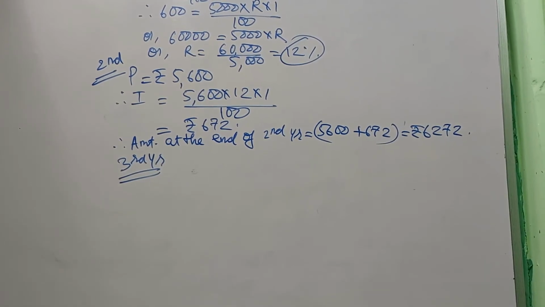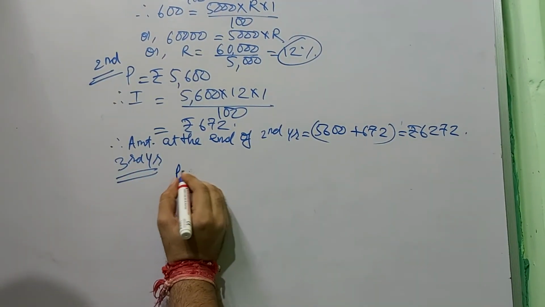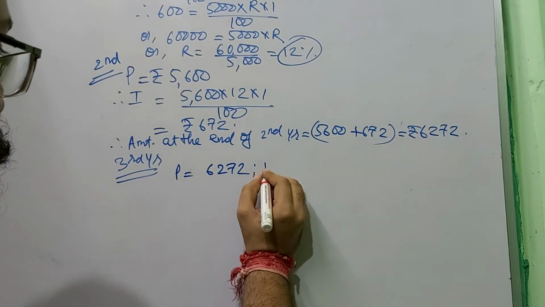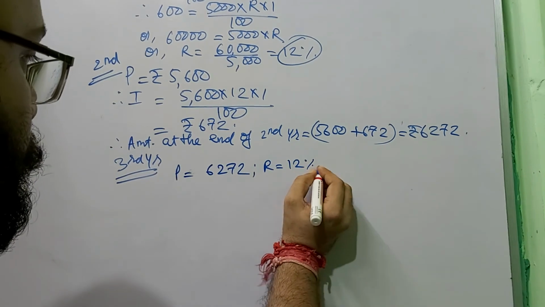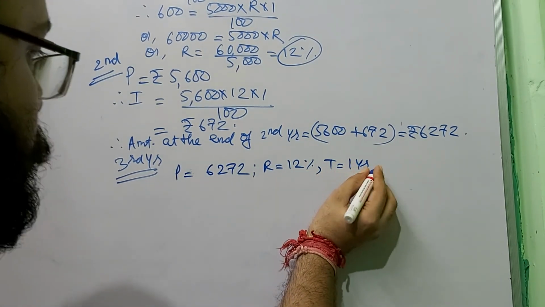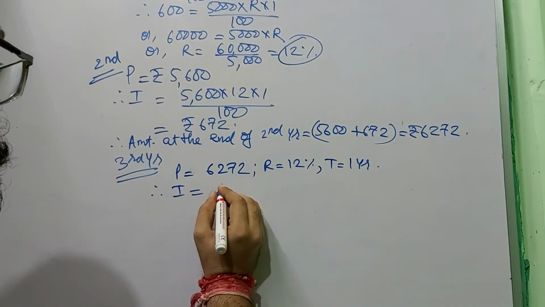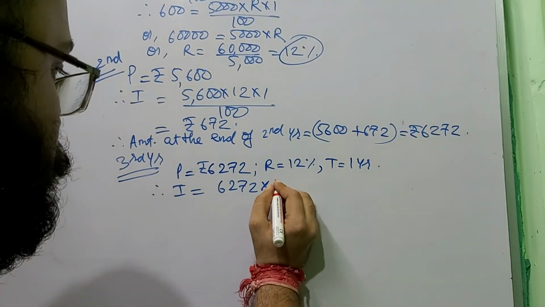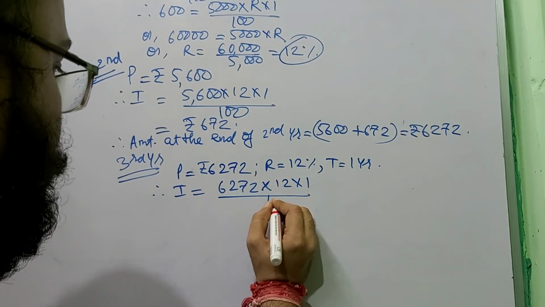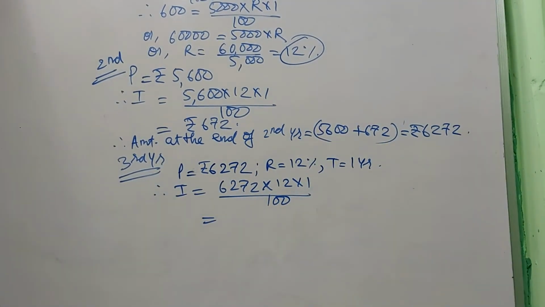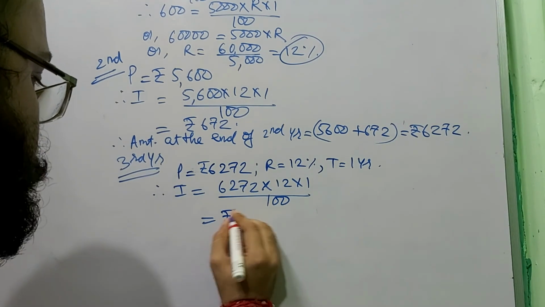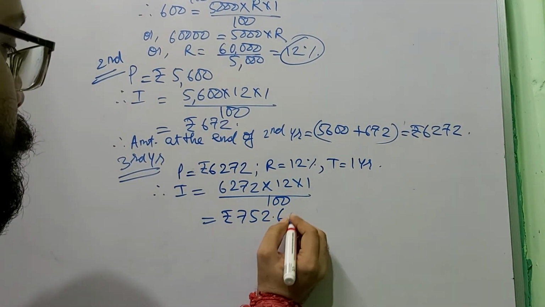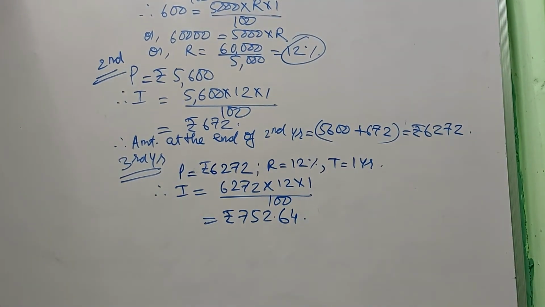How can you calculate it? Principal is given, 6272. Okay? Rate is 12%. Time is 1. So therefore I is equal to 6272 into 12 into 1 by 100. You will get the interest as rupees 752 point something, it is coming 64 in my calculator.